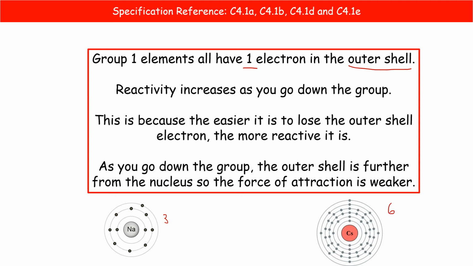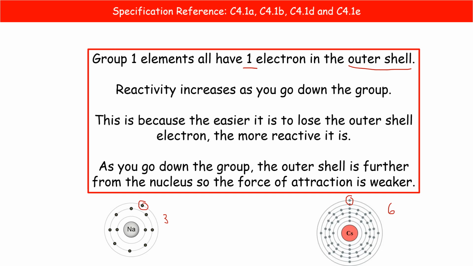So what we're actually able to see is this outer shell electron in cesium is much further from the nucleus than this outer shell electron in sodium. Because of that, it's easier to lose the outer shell electron from cesium. So that tells us it's going to be more reactive, because the further from the nucleus the outer shell electron is, the easier it is to lose, because there's a weaker force of attraction between the nucleus and that outer shell electron. So it's more reactive.